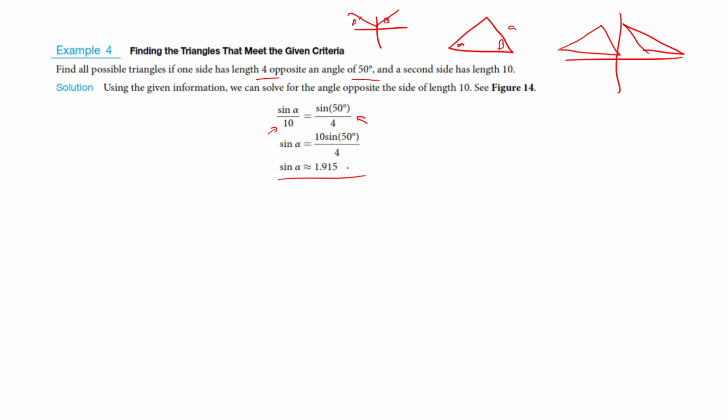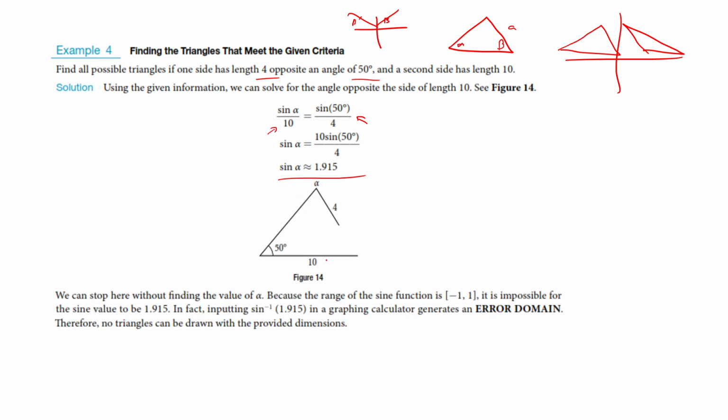Well, if I solve that, here's what I get. I get the sine of alpha equals 1.915. That's too big. Sine is limited between -1 and 1, so I can't have 1.915. And so if you tried to inverse this on your calculator, you'd get an error because it's too big. There is no angle that has a sine ratio of 1.915. And so what's actually happening here is the information they've given us doesn't create a real triangle at all. This side is too short to go with an angle of 50 degrees. That's impossible. It wouldn't leave enough room to connect with this other side being 10. So the dimensions just don't work.